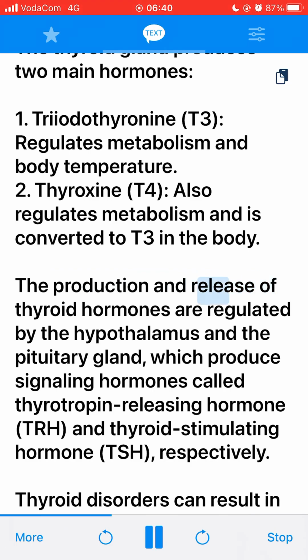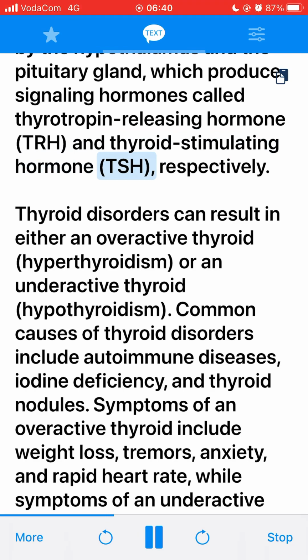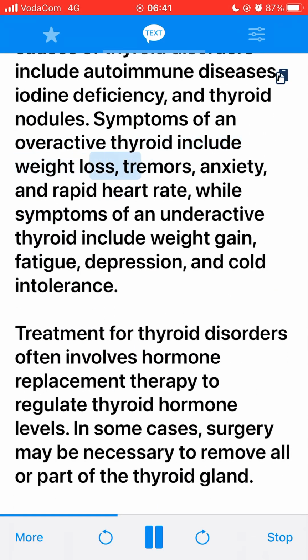The production and release of thyroid hormones are regulated by the hypothalamus and the pituitary gland, which produce signaling hormones called thyrotropin-releasing hormone, TRH, and thyroid-stimulating hormone, TSH, respectively. Thyroid disorders can result in either an overactive thyroid, hyperthyroidism, or an underactive thyroid, hypothyroidism. Common causes of thyroid disorders include autoimmune diseases, iodine deficiency, and thyroid nodules. Symptoms of an overactive thyroid include weight loss, tremors, anxiety, and rapid heart rate, while symptoms of an underactive thyroid include weight gain, fatigue, depression, and cold intolerance.